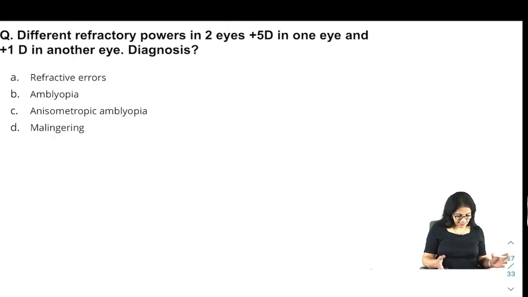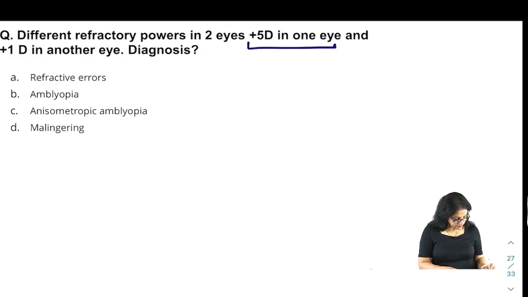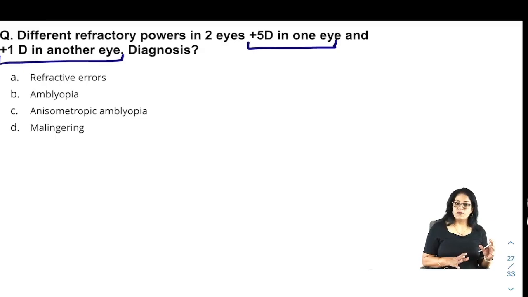Okay. We come to the next. Different refractive powers in two eyes. Okay. +5 in one eye and +1 in another. What is the diagnosis? See, if vision was given, then our diagnosis would be amblyopia. Some students are saying that the vision was given. So if there is a vision difference, then of course it's an anisometropic amblyopia, right? If the vision is not given, then it is only anisometropia. If that is not given, then we will answer refractive errors.